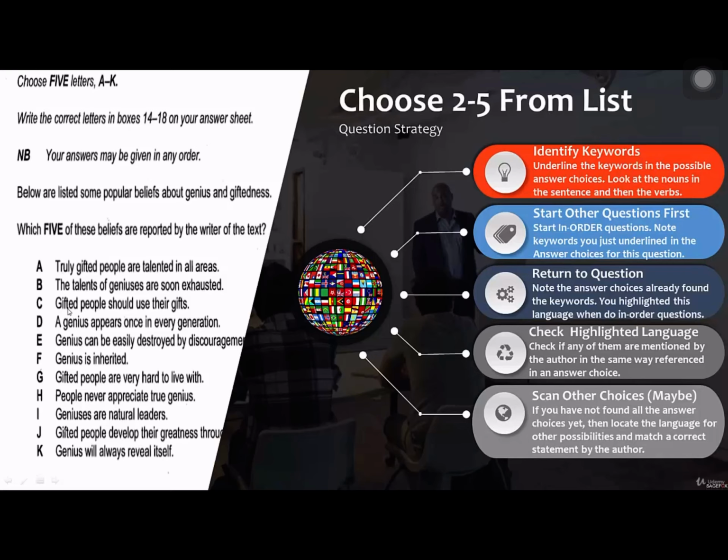Some of the answer choices that are wrong will be stated incorrectly, or they won't even be stated at all. If for any of these answer choices, A through K, you were not able to find the highlighted keywords while doing the other questions, then you have to go back and scan through the passage and find that keyword language if you have not already found the 5 beliefs. It is a very, very challenging question, everybody. But with practice and with skill, you can do it. You can manage the question.